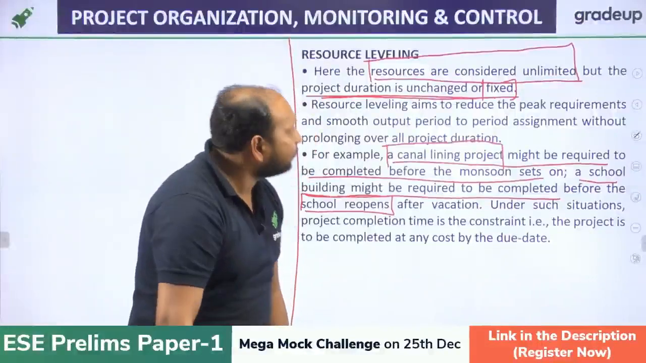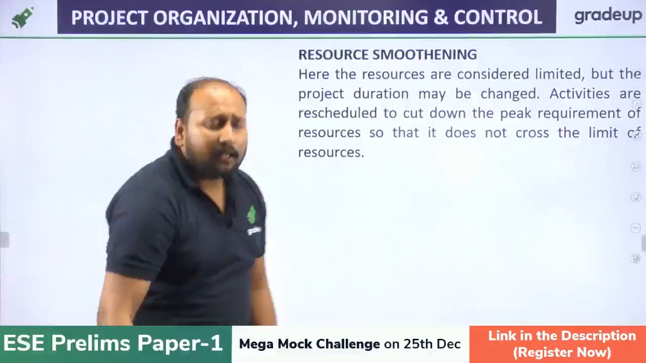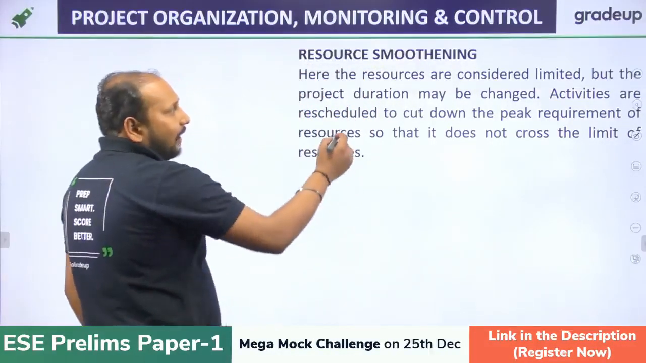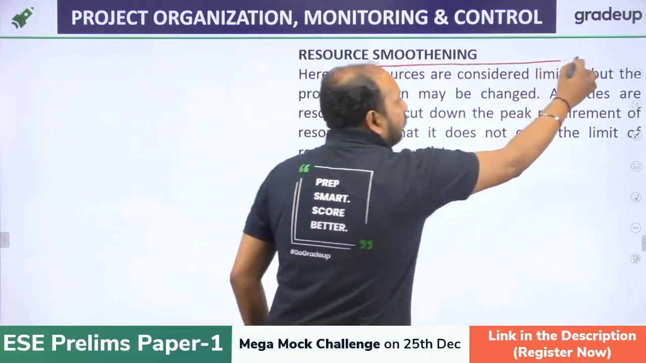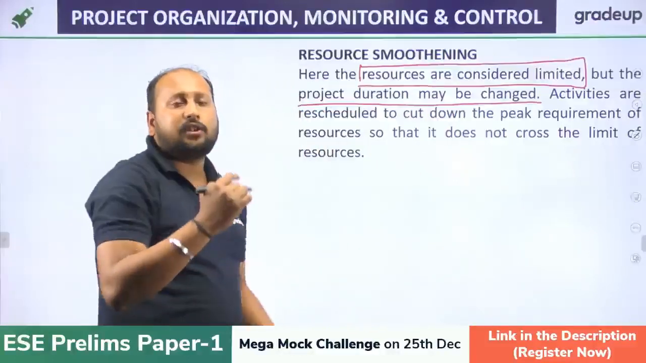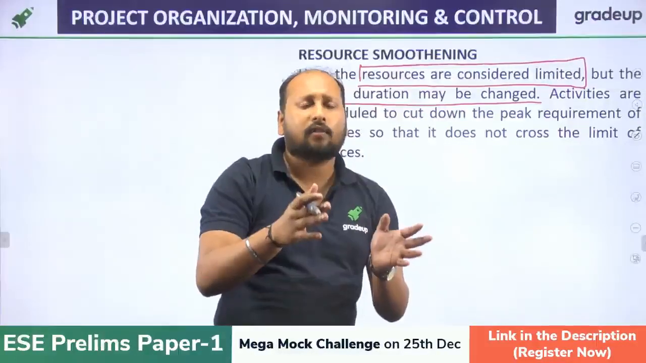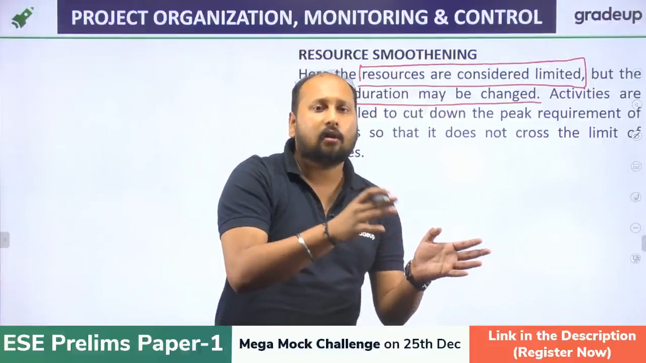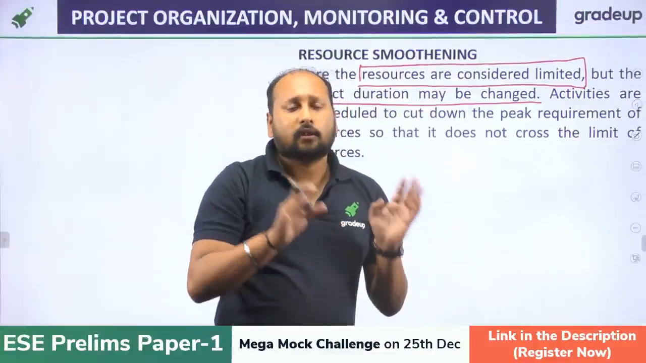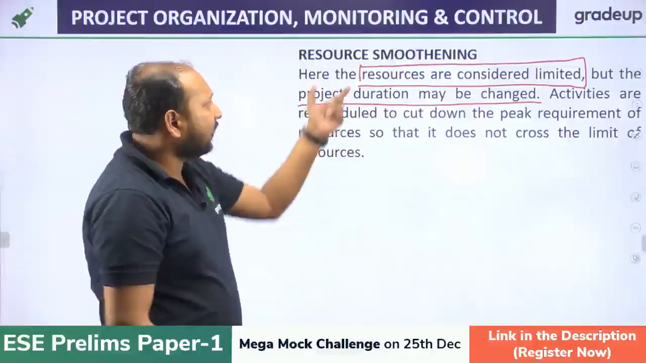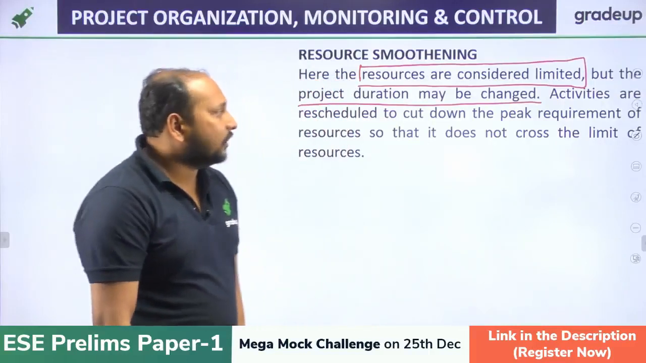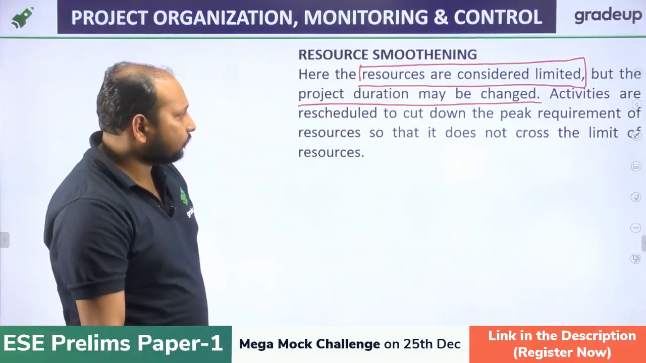The second type is resource smoothing. In this type of resource allocation, the resources are limited, but the project duration can be changed. That means we can change the schedule of some of the activities later also, or we can postpone some of the activities, we can prepone some of the activities. So this type of resource allocation is known as resource smoothing.